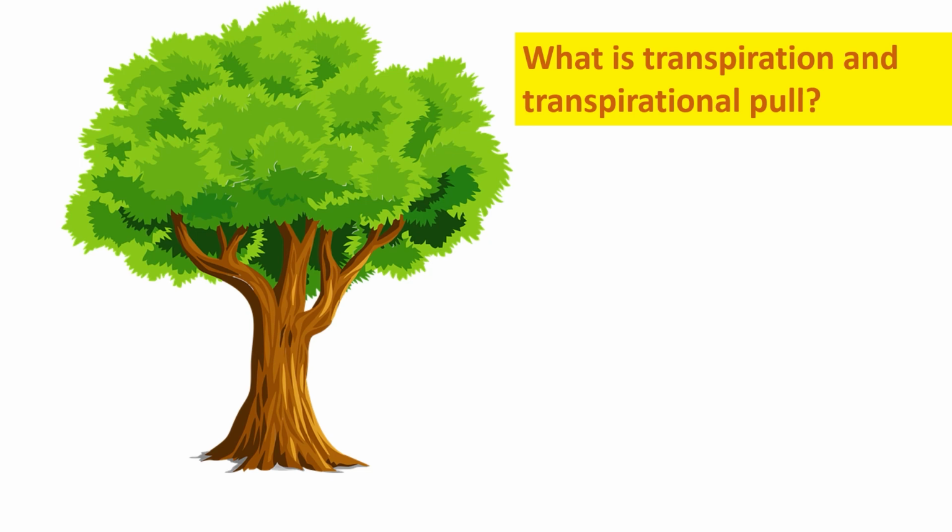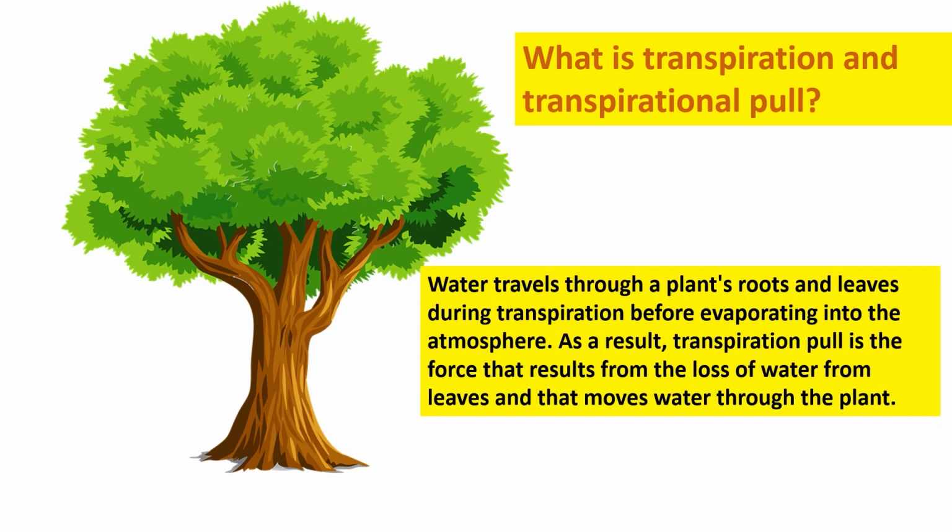More water is drawn upward to replenish the water that is lost as it evaporates off the leaf. So transpiration is nothing but water that travels through plants, roots and leaves, which during transpiration is getting evaporated. As a result, there is transpiration pull, the force that results from the loss of water from leaves and pulls the water through the plant, right? It moves the water through the plant.